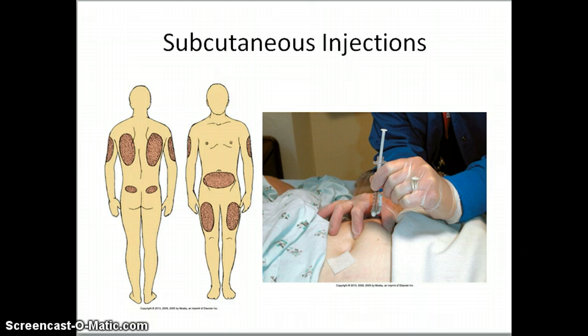The best sites for sub-Q injection include the outer posterior aspect of the arm, the abdomen from below the costal margins to the iliac crest, and the anterior aspect of the thighs. The site most frequently recommended for heparin is the abdomen, and they don't really give a rationale for that, but when we administer heparin sub-Q, we rotate, and you will notice a lot of bruising to the abdomen. These are pictures from page 605.